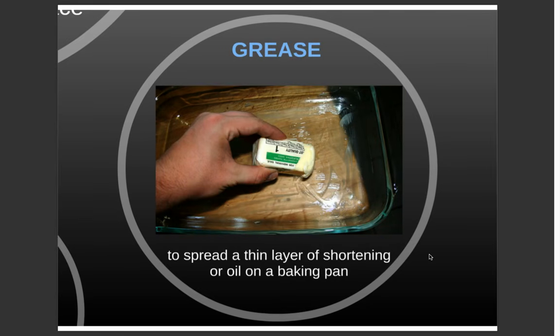Grease is when we spread a thin layer of shortening or oil onto your baking pan. This is going to prevent the food from sticking. You can literally take a cube of butter and rub it around in here. Or there are a lot of aerosol spray things, like cooking spray, that you can spray in there to get a layer of fat or oil around it to grease the pan so your food won't stick. Very important thing to do.